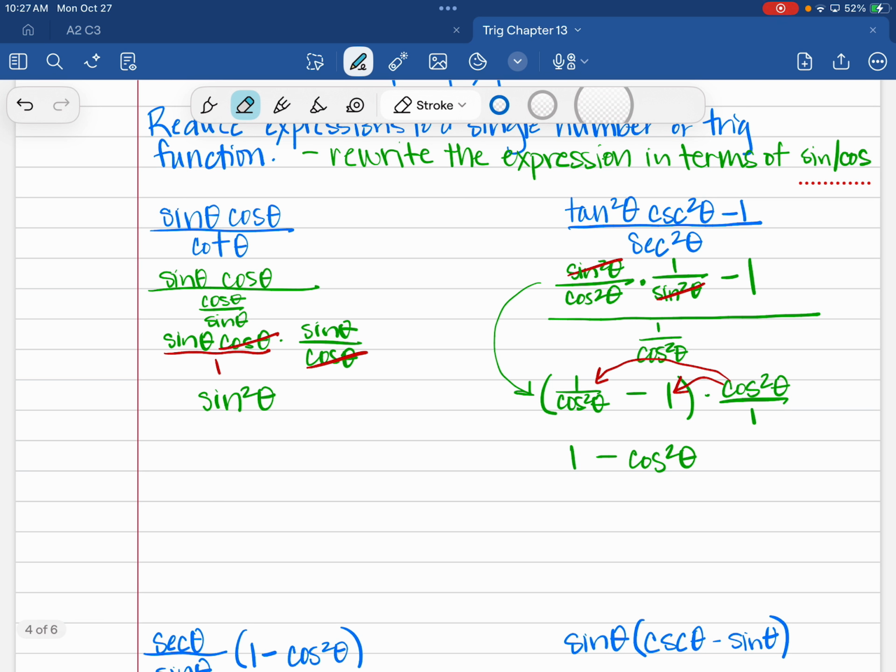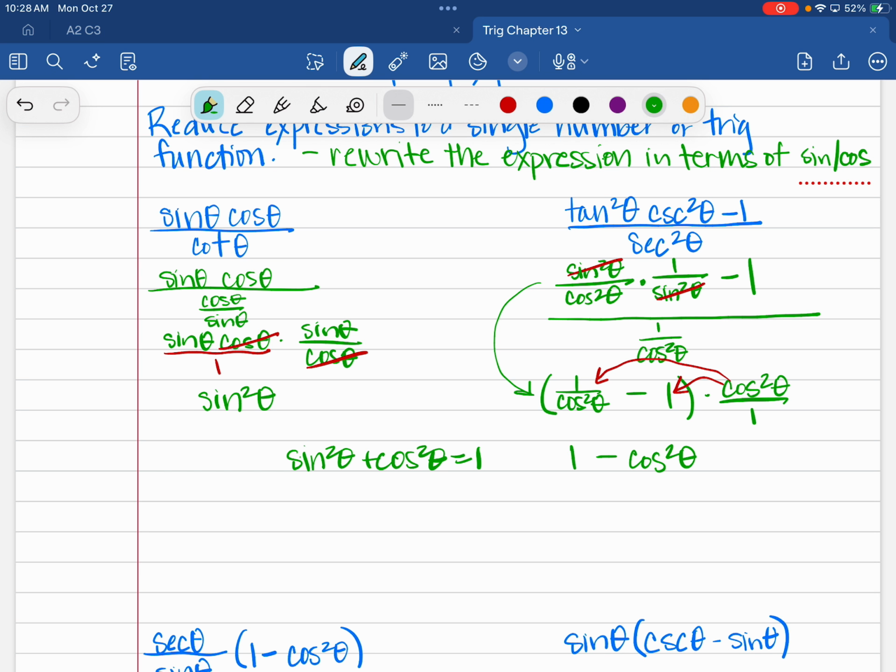Anytime you see one of these things squared, cosine squared, sine squared, tangent squared, whatever, those are going to be part of the Pythagorean identities. Okay, so cosine squared, this is going to come from the first one that we did, that was sine squared plus cosine squared equals 1.